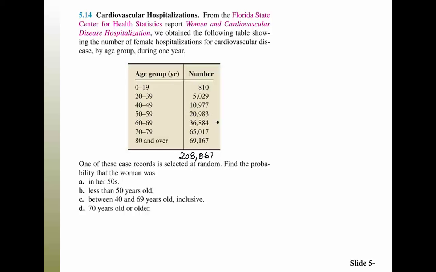So let's just do one of these relative frequencies. So let's say the age group. What is this? Number of female hospitalizations for cardiovascular disease by age group during 1 year at a certain hospital. Or, it can't be a certain hospital. That must be worldwide or nationwide. Okay, so let's look at the relative frequency for the 60 to 69 group. How would you calculate it? 36884 divided by 208867. Tell me what you get. 0.1, how about 3 decimal places? 176.